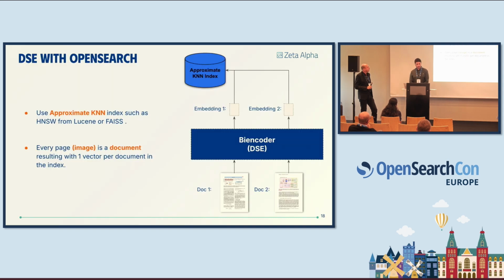So let's dive into OpenSearch. Doing DSE with OpenSearch is, I would say, pretty straightforward. Each document page, that would be one image, would have one embedding, and that would be indexed as one document. We can use any approximate KNN you like. You just embed the document image and then put it into the index and do your retrieval.